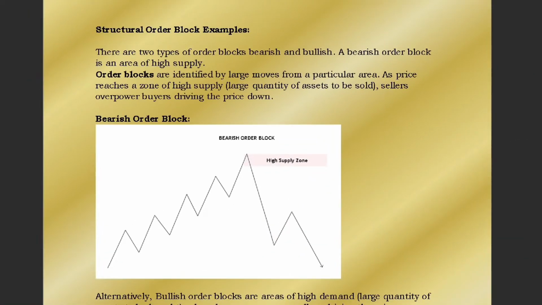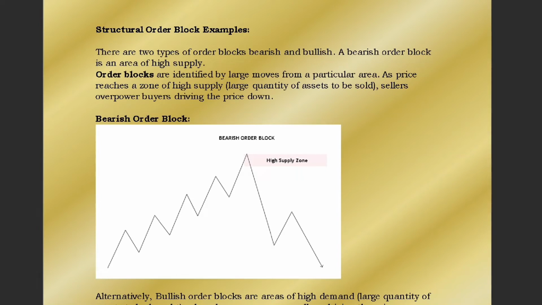So we'll go over some examples of structural order blocks. There are two types of order blocks, bearish and bullish. A bearish order block is an area of high supply, and a bullish order block is an area of high demand. Order blocks are identified by large moves from a particular area.